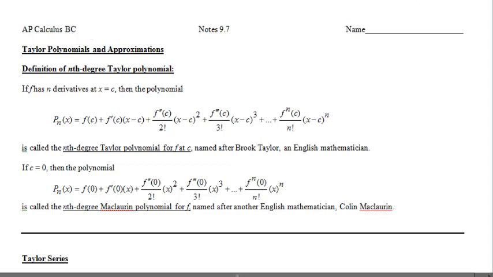Some things to take note of. I'm going to be talking about polynomials and series in this video. Just to remind you, a polynomial is going to be a finite number of terms. It's going to end. It's not like a series that continues on and on. So if you're asked to find a Taylor polynomial or a Maclaurin polynomial, you're going to have a countable number of terms that you're going to be finding.